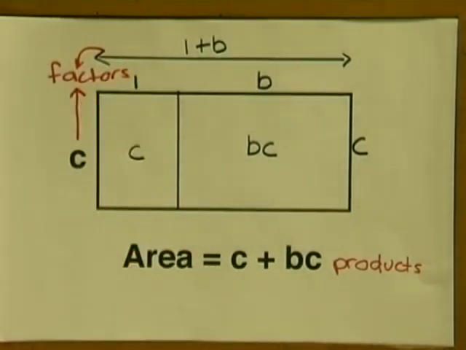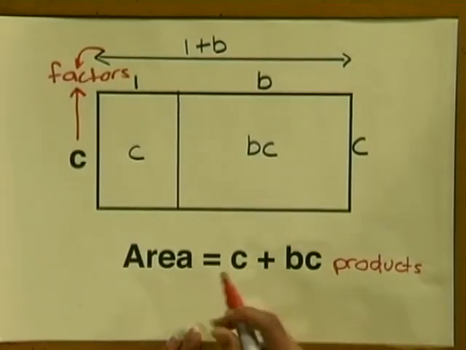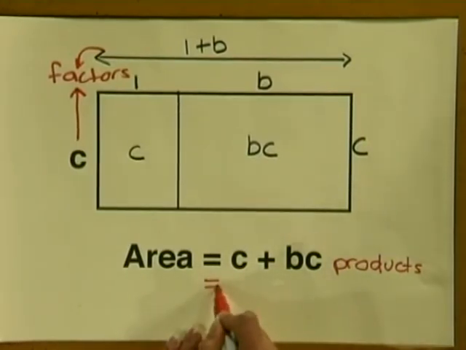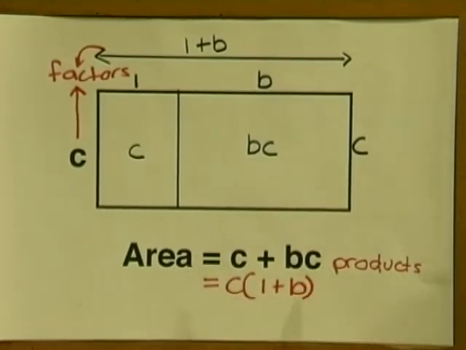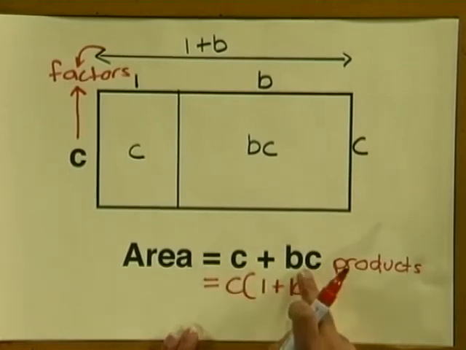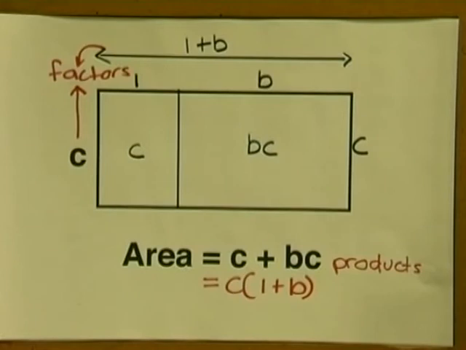Now we can also see that we can write the sum c plus bc as the product of c multiplied by 1 plus b. Notice that c is the common factor of c and bc. What have I done here? I have taken out the common factor c. In other words, I have factorized the expression. Let me show you what I mean in another example.